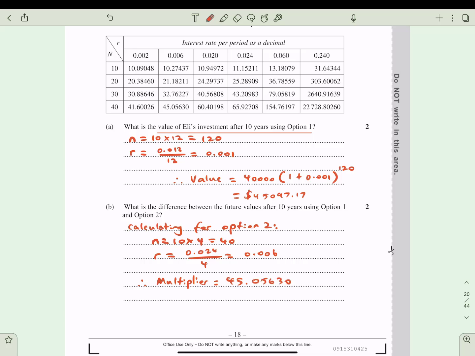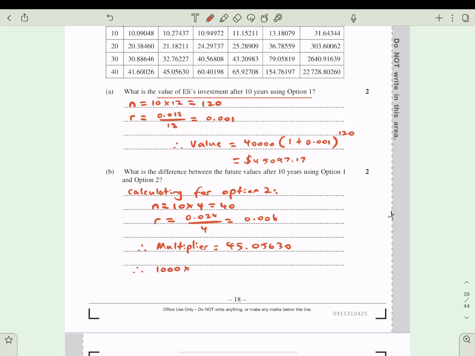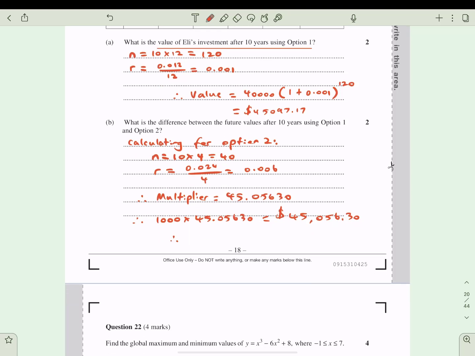Therefore, my multiplier, let's start there, is going to equal 45.05630. So my future value of my annuity, my annuity each time is $1,000. So I'm going to multiply 1,000 by 45.05630, and that's going to equal $45,056.30. Okay? Now, finally, what is the difference between the future values? So therefore, the difference is going to be 45056.30 minus 45097.17, which is equal to $40.87. Okay, so that's it.